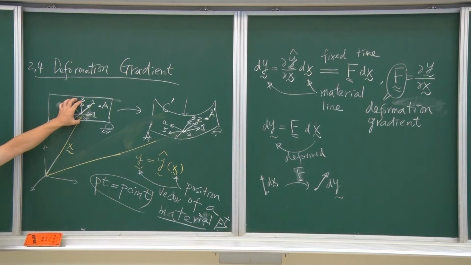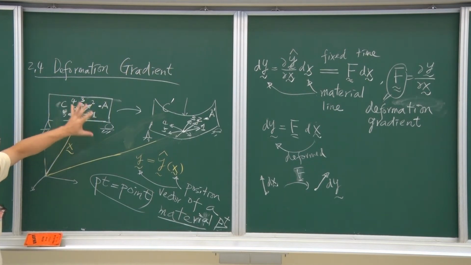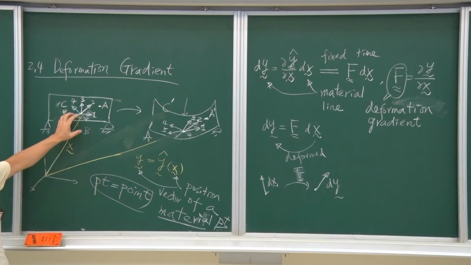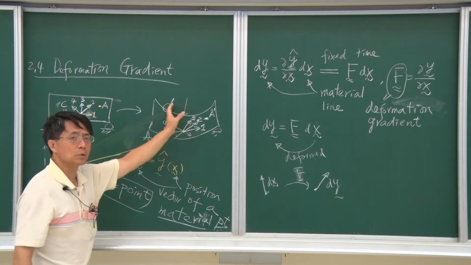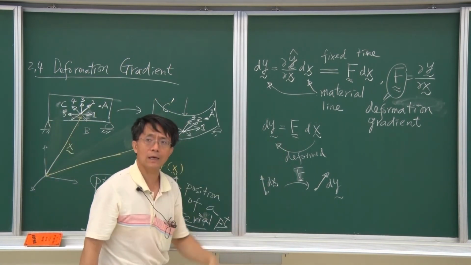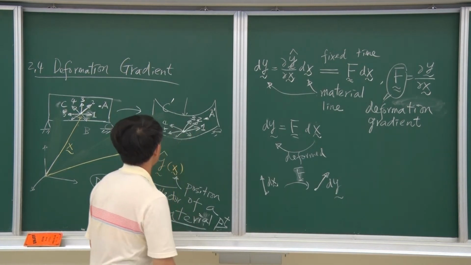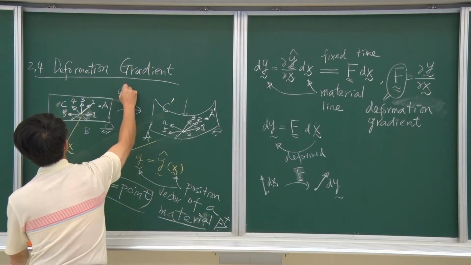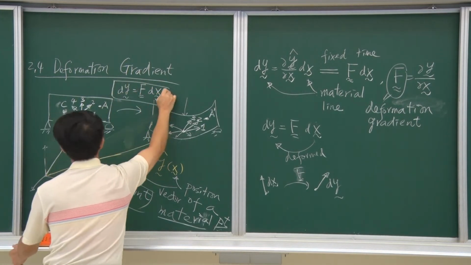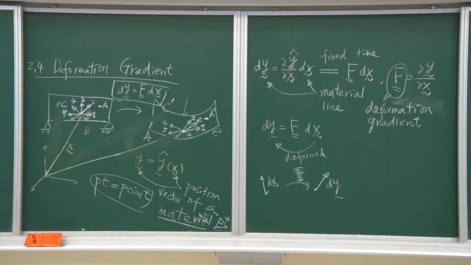Before the deformation, we have the distribution of some material lines around one point, point B. And after the deformation, these material lines will be sent to different directions. By what? By this relation. All these deformations can be represented by this relation: dy equal to f times dx.